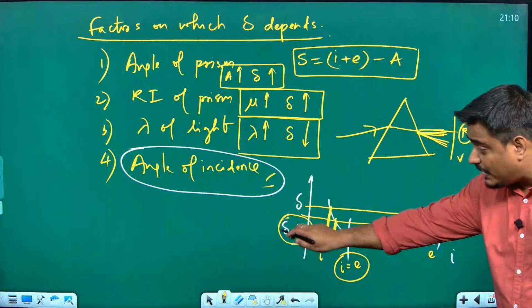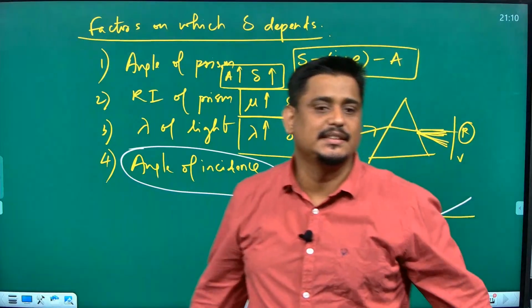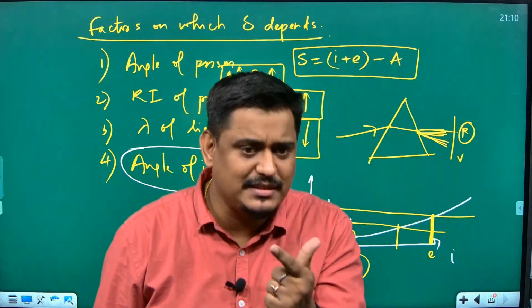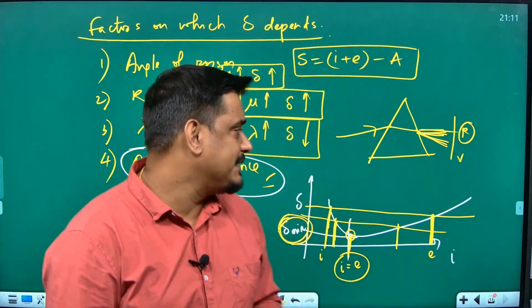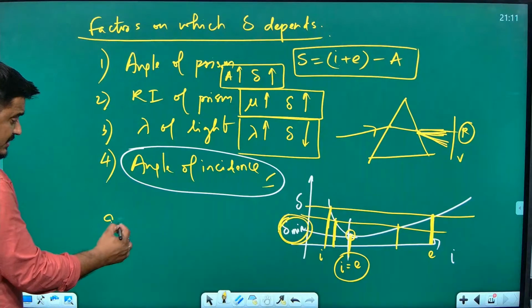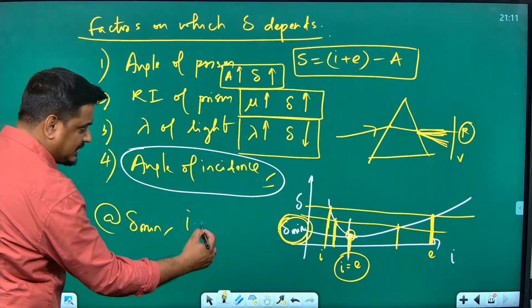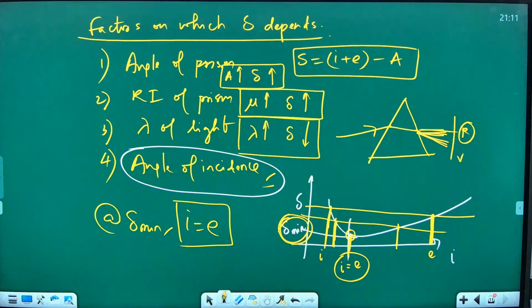Only for delta minimum, there are no two different values of incidence. It means at that point, angle of incidence and angle of emergence are going to be the same. So, always remember that at delta minimum, angle I is equal to angle E. First, copy this fast, those who are writing.